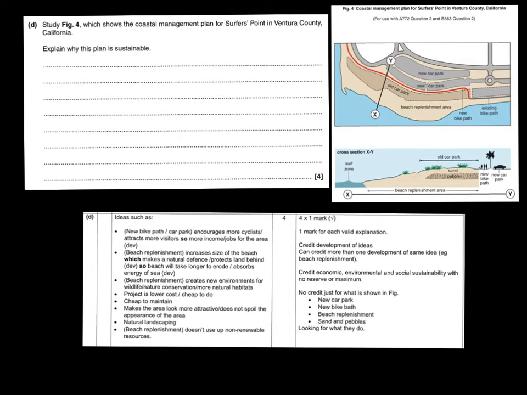You could talk about the advantages of beach replenishment. So it's cheap, so it saves money, don't get into debt. Cheap to maintain, makes the area more attractive, it's natural, doesn't use up non-renewable resources, doesn't increase erosion elsewhere. Any of those would have got you 1 mark, and if you developed it, you get an extra mark. So again, it's one of those questions where you get the technique right and you'll be fine.